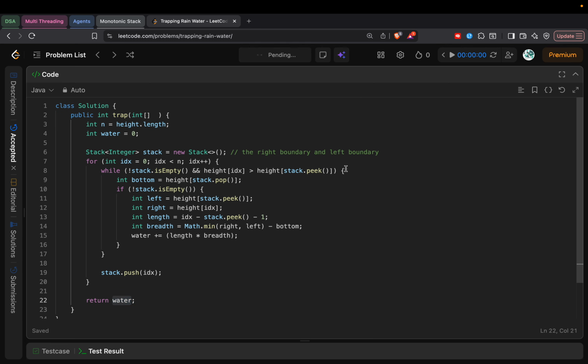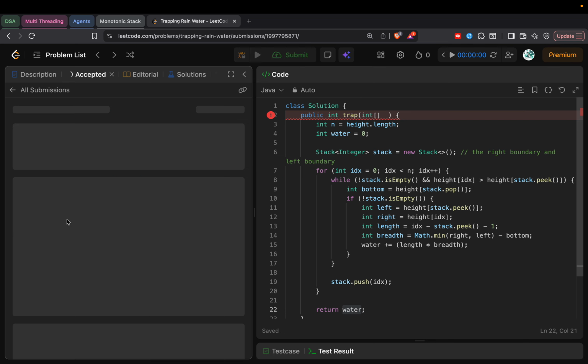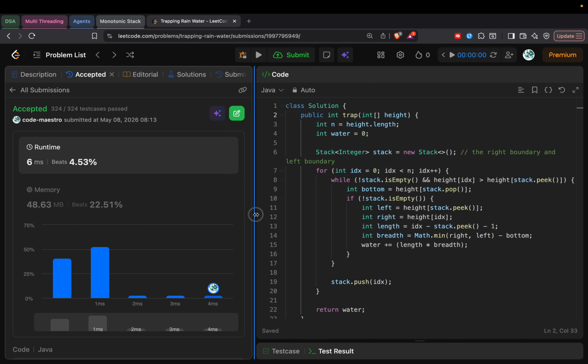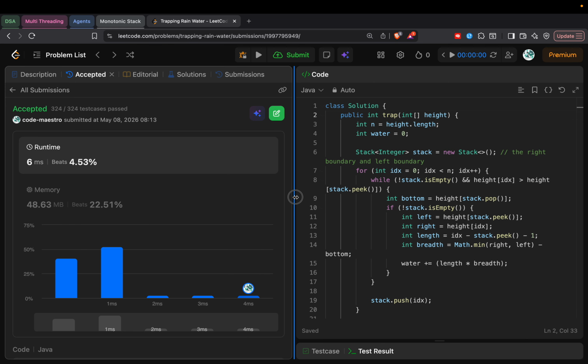Okay, if I submit this, you will see all the test cases will be passed and it is a pretty efficient solution as well. Okay, sorry, I just deleted this accidentally. Okay, if I submit this, let's see, it should pass all the test cases. As you can see, it has passed all the test cases and it's a pretty efficient solution as well.